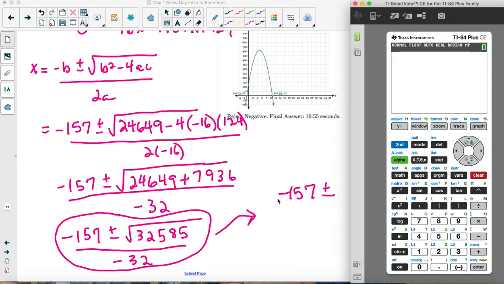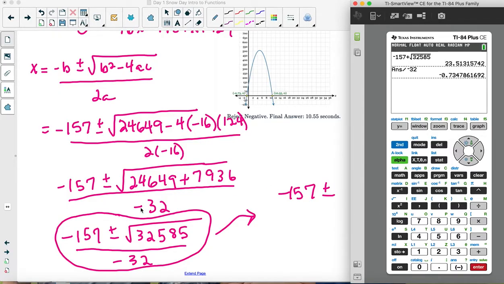I'm going to clear this out, and I'm going to go through typing it into my calculator once with the plus sign. So I'm going to do negative 157 plus second square root 32,585. All right, I'm going to hit enter. I'm adding them, and I'm going to divide by negative 32. And it's a negative value. I'm going to reject my negative value. I don't want the negative value.